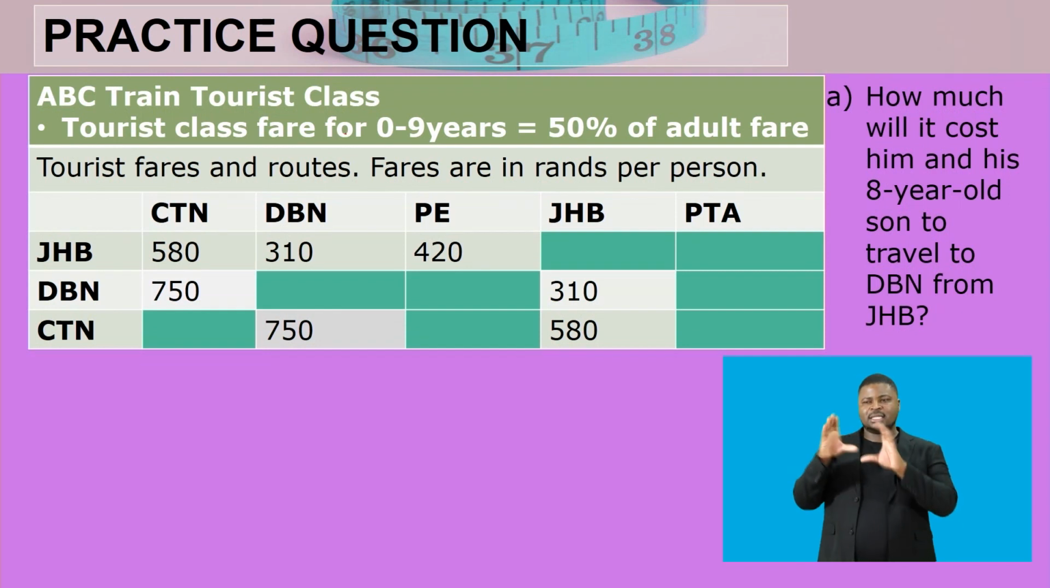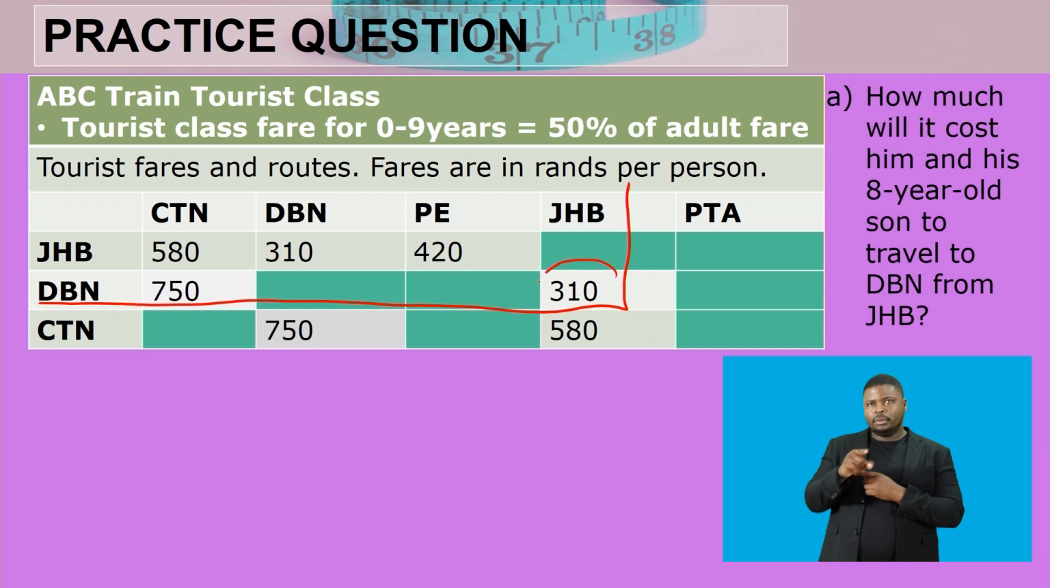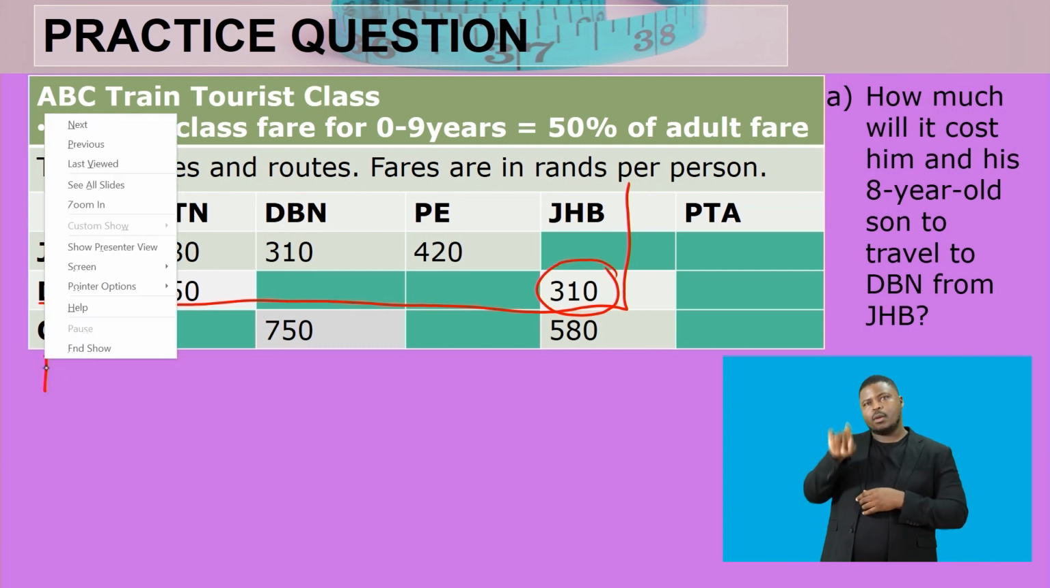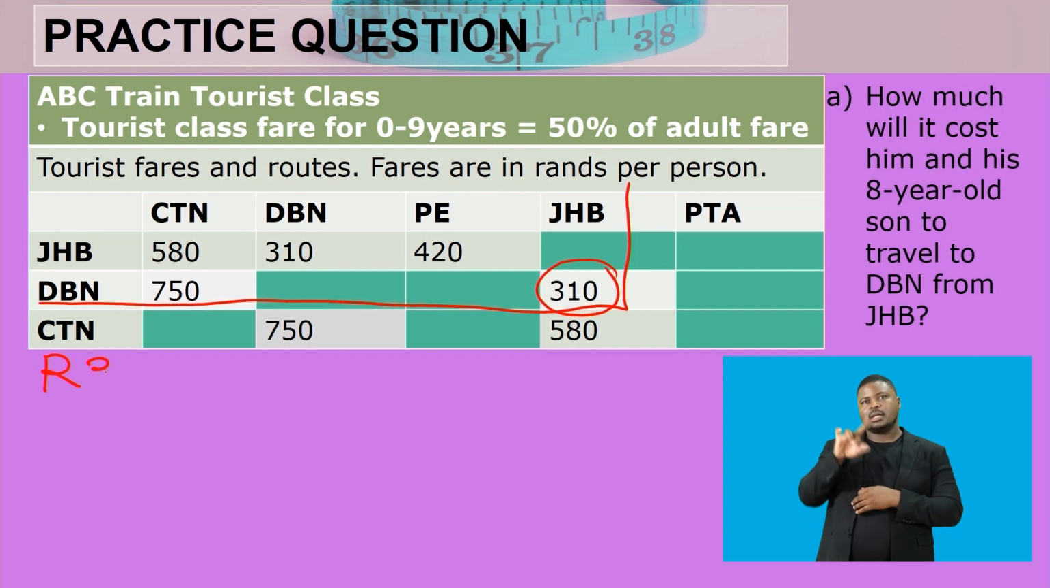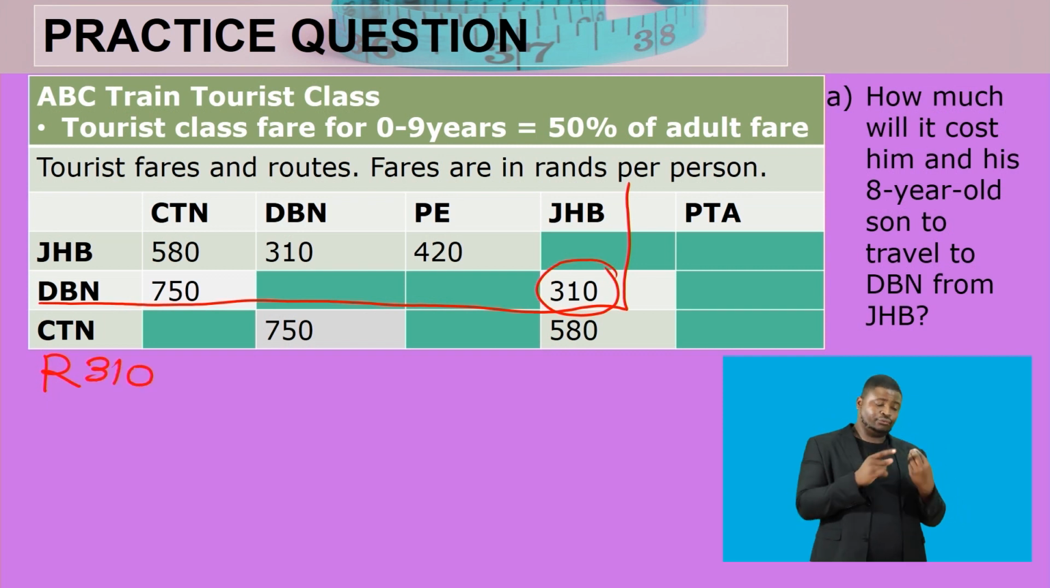The tourist class fare for 0 to 9 years: any child between the ages of 0 and 9 years old will be discounted 50% off the adult fare. The tourist fares and routes are given below, and the fares are in rands per person. So they're traveling from where? From Durban to Johannesburg. So this is the amount you are looking for. But what is this amount? This is the amount for an adult. So Mr. Moy will pay 310 rand. But Mr. Moy's son, because he's 8 years old, will pay 50% less than that.